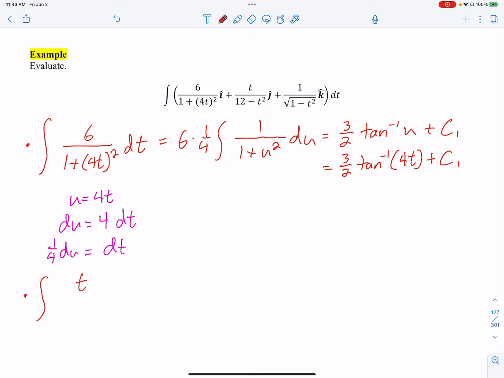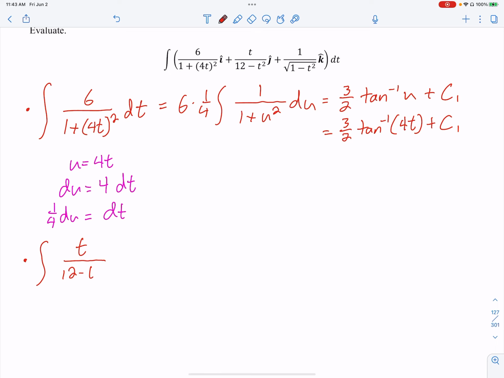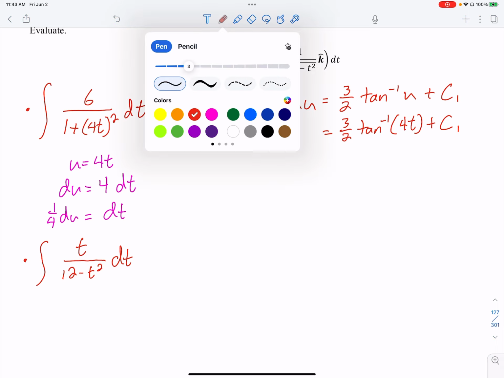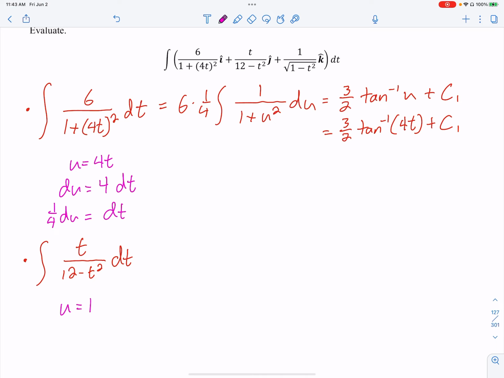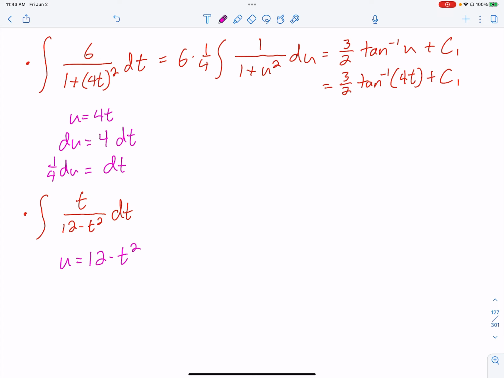Second component. All right, u then is 12 minus t squared. The reason I know to do a u sub here is because when I take my du, I get left with negative 2t dt, and that's going to take care of my t. So negative 1/2 du equals t dt. That's solving for that.